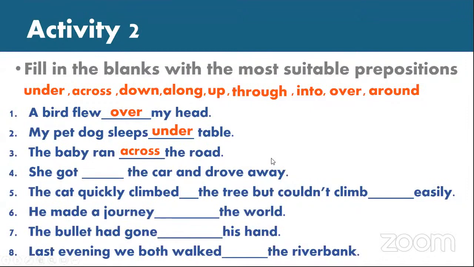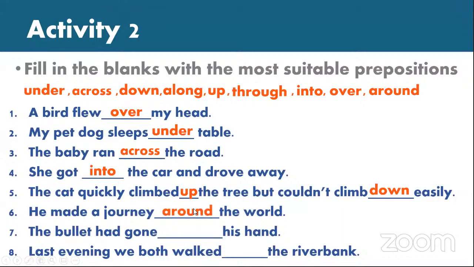Okay, next one. She got into the car. You were all correct, I saw. You did it well. Then the cat quickly climbed up, but couldn't climb down easily. That is a usual thing. A cat can climb up easily, but it can't climb down.